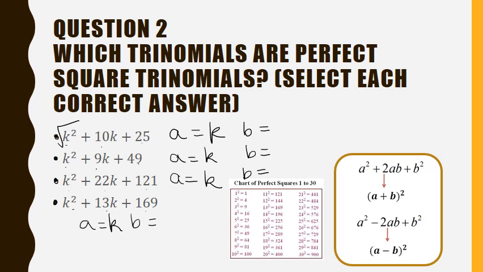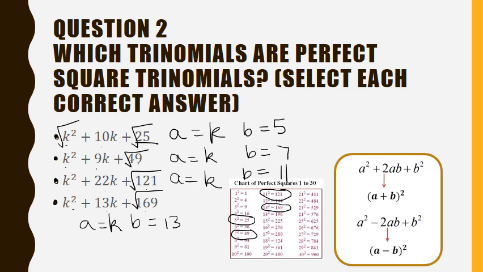So here I have 25, the square root of 25. If we use our chart, the square root of 25 is 5. Here I have 49, the square root of 49, if I use my chart, is 7. I've got 121, the square root of 121 is 11. And then the square root of 169 is 13, which is right there. Okay, so that's where we're getting those values. You can use your handy chart. That way you don't even have to plug everything in your calculator.